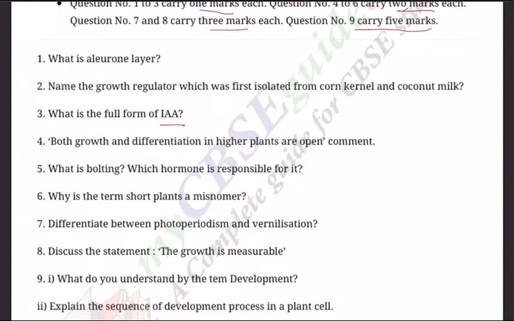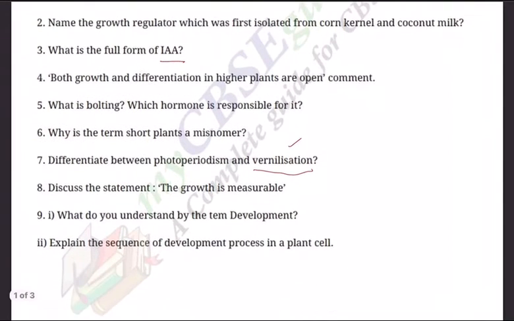Question 6: Why is the term short day plants a misnomer? Question 7: Differentiate between photoperiodism and vernalization. Expected question, vernalization from this chapter. Question 8: Discuss the statement, the growth is measurable, its quantification can be done. Question 9: What do you understand by the term development? In that, 2: Explain the sequence of development process in a plant cell.